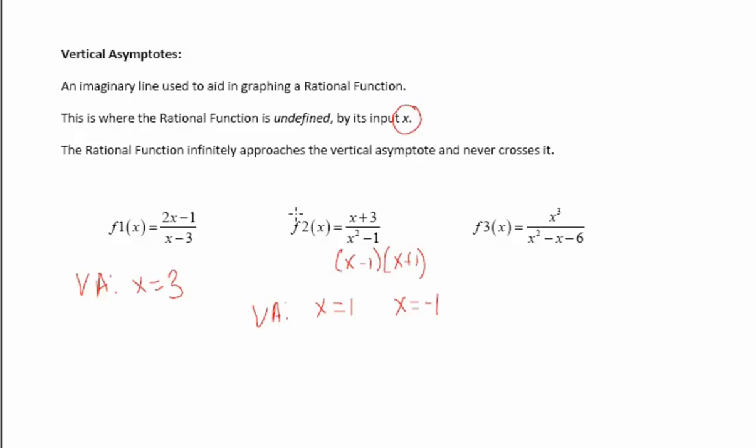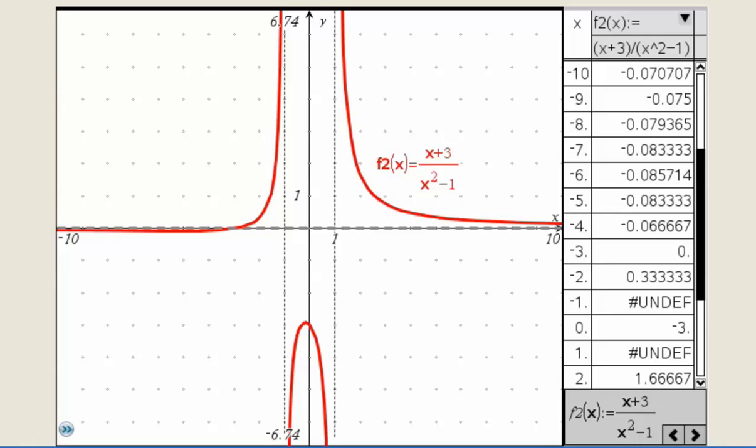Let's graph the function f2. Here's the graph of the function f2. You'll notice that there are two asymptotes, one right here at x equals 1 and one right here at x equals negative 1, and then you'll see the graph. There's three parts to this graph because I have to the right of the vertical asymptote, in between the two vertical asymptotes, and on the left. Remember, here's the table again, and you'll see that there are two undefineds because you can't put x equals 1 in there and you can't put x equals negative 1 in there. And these are the outputs of all the other x values on the right, in the middle, and on the left.